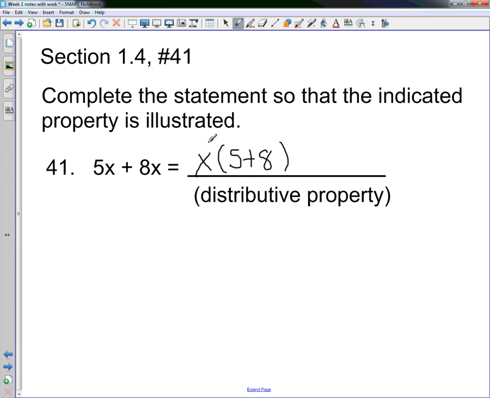So notice that if I took the x and distributed it in, it would end up back to the original. So we're showing how the distributive property would have worked. If we're asked just to combine these, we could add these to get 13x. So illustrating the indicated property just means show how you got there.